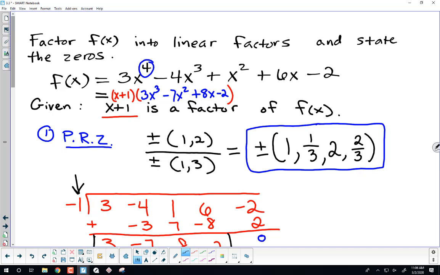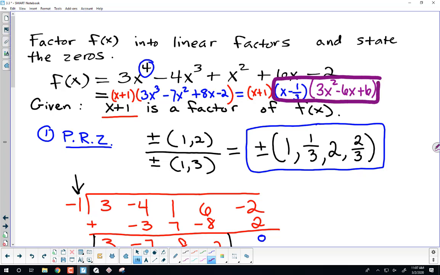Again, you always end up breaking these polynomials down one at a time. Okay, so we'll write what we have. Our original factor from the first step is still present, x plus 1. We then found x minus a third times the quadratic, 3x squared minus 6x plus 6. Everybody see that? This right here was just the factorization of this piece right here.